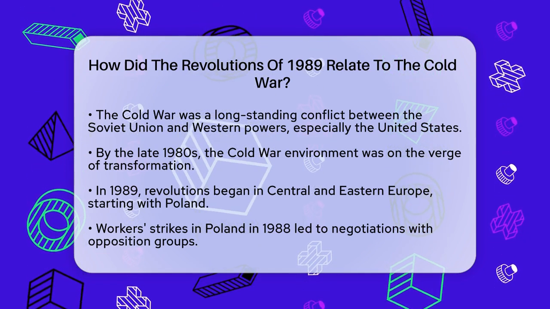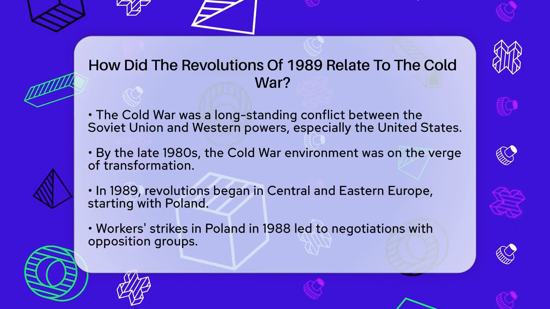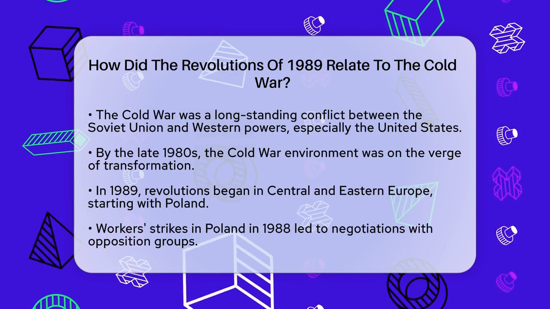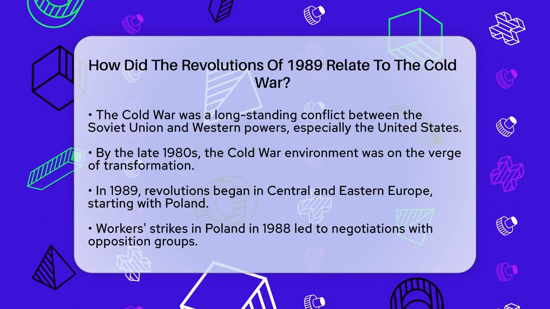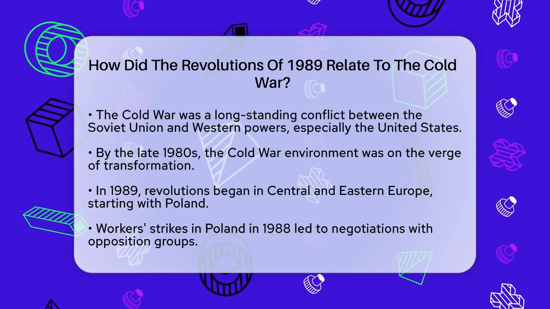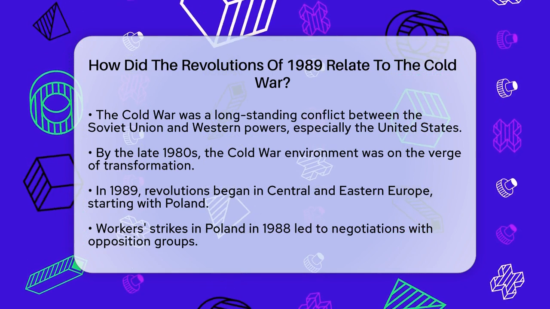The Cold War was a decades-long standoff between the Soviet Union and the Western powers, particularly the United States. By the late 1980s, this Cold War landscape was on the brink of significant change. In 1989, a wave of revolutions swept through Central and Eastern Europe.